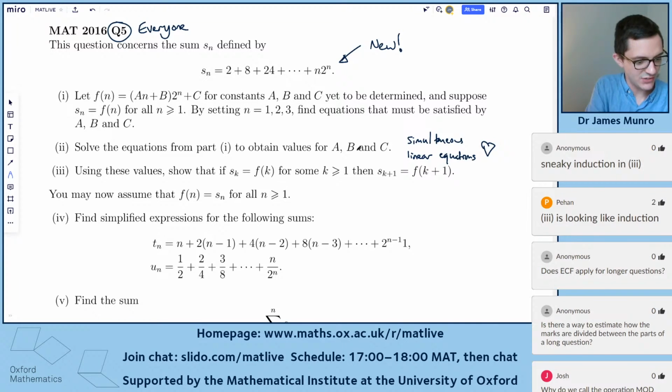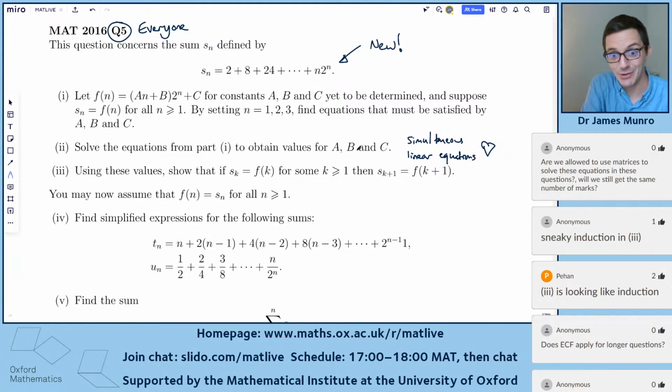Can we use matrices? Yes, you can use matrices if you like. We don't expect you to know about matrices, but if that's how you want to solve your simultaneous linear equations, then go for it. The graduate students know about matrices.